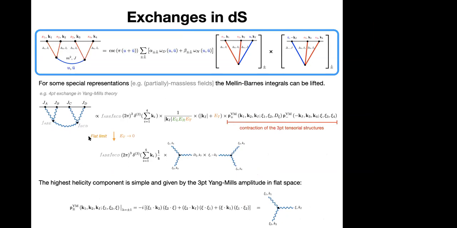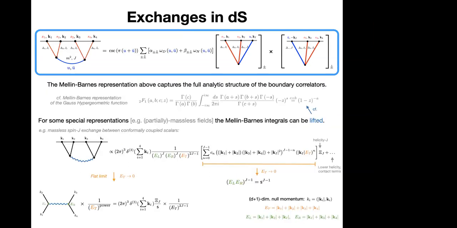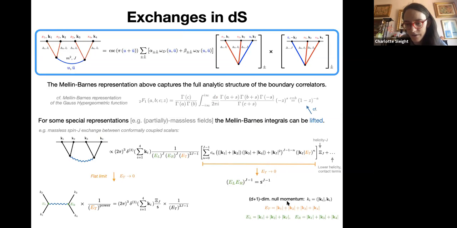If you can just go back to the previous transparency, let me just make sure I understand. Yes. What was the variable E_T again? It's this guy here. If you think about it, this is the total energy variable in the high energy limit of the exchange amplitude in flat space.